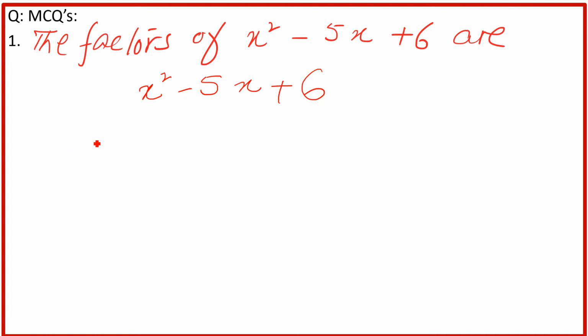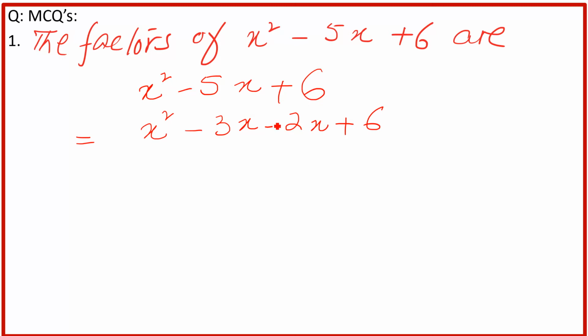So I told you, first of all, you have to see whether you can take anything common or not. So we cannot take anything common from these three terms. Now we will move on to the factorization. It means that you have to break negative 5x in such a way that when you multiply those numbers you will get 6x square, but when you add those two numbers, it should be equal to minus 5x.